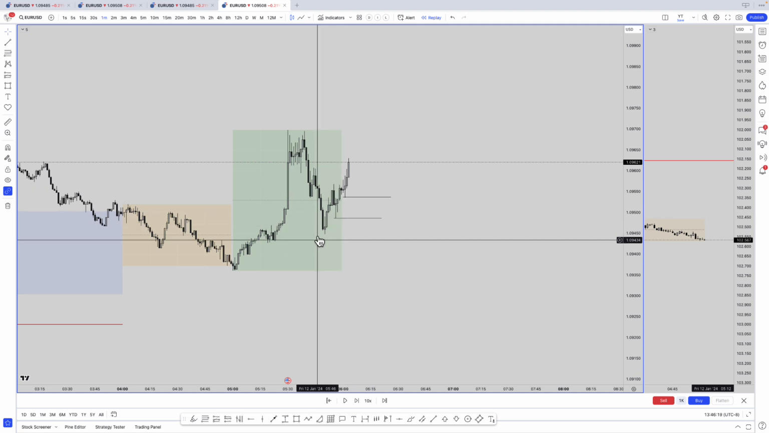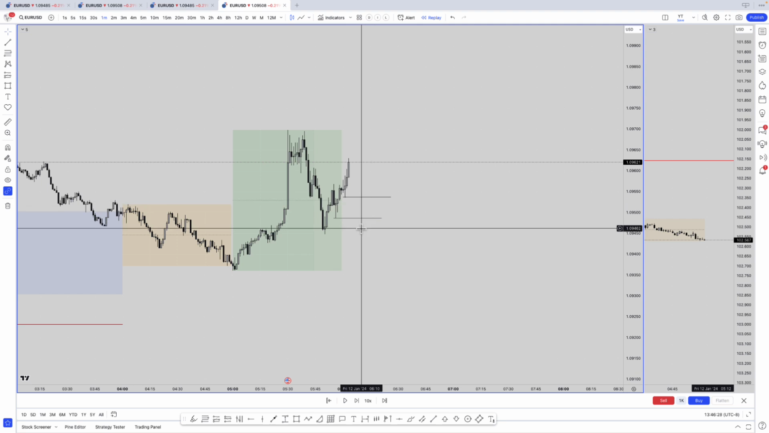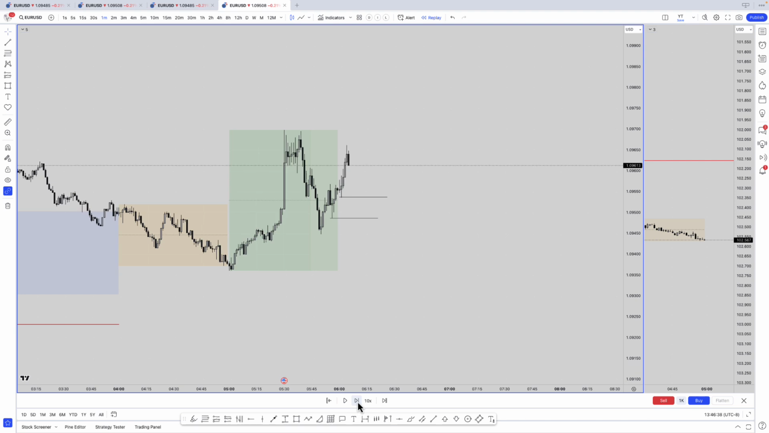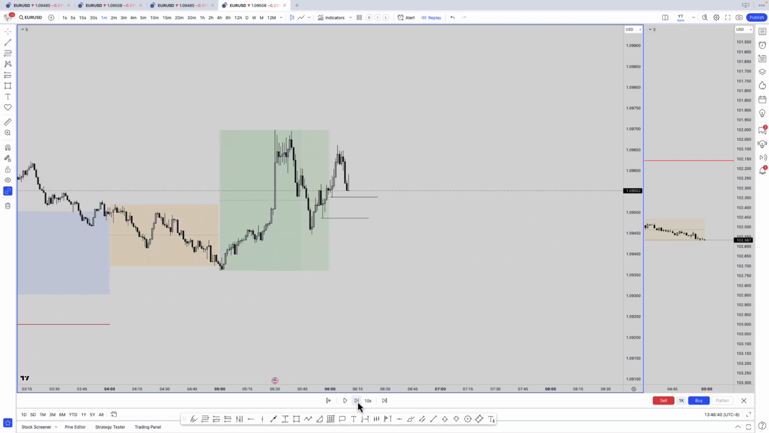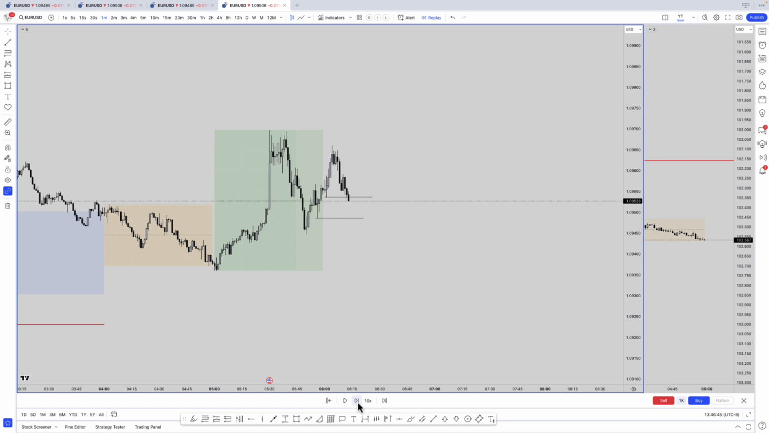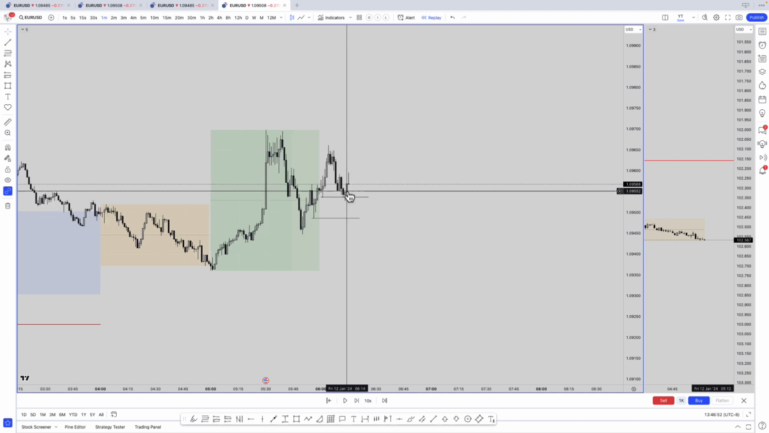Just judging on the first mitigation not being too deep, my expectation is that this one would hold. If it doesn't and I take a loss, I would be willing to take one more loss here. With that being said, once again, we're not just going to wait for the sweep. We're actually going to wait for a confirmation. So price taps in. This is exactly where we're wanting to buy from. And now all I need is something to show me that price is willing to continue up.